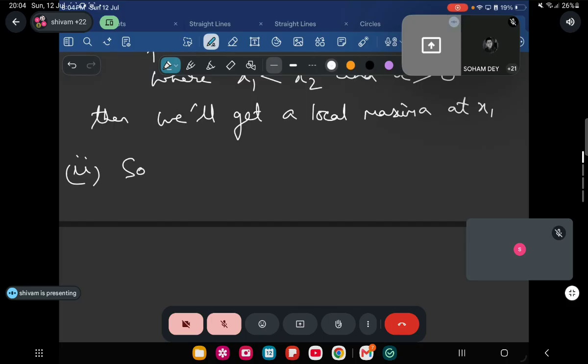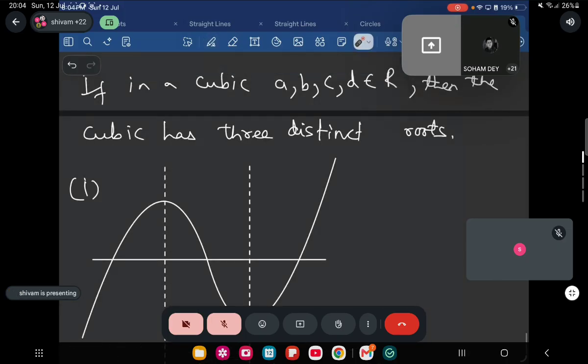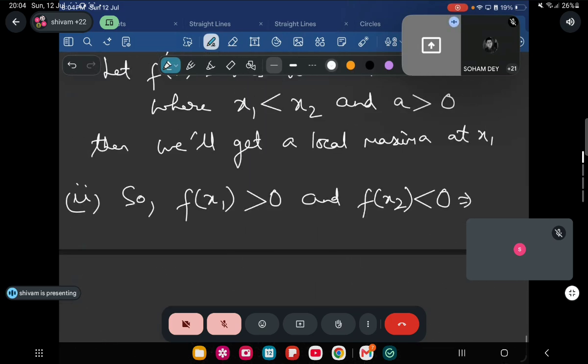Can you understand that f of x1 will be greater than 0 and f of x2 will be less than 0, for 3 distinct real roots? Everyone, look at the graph. This is x1 and this is x2. f of x1 is greater than 0, f of x2 is less than 0. So this implies we'll get 3 real roots. Are people getting how we get 3 real roots? Anyone having any doubt, you can ask me.